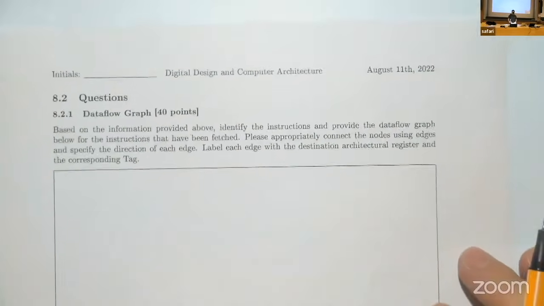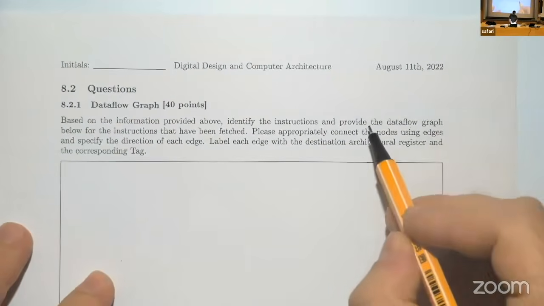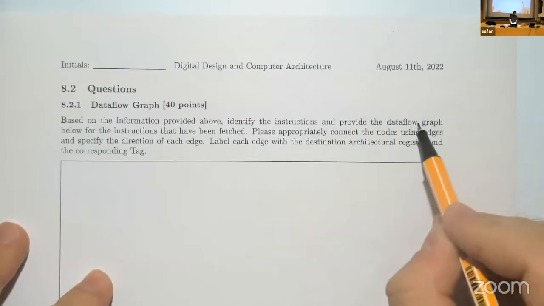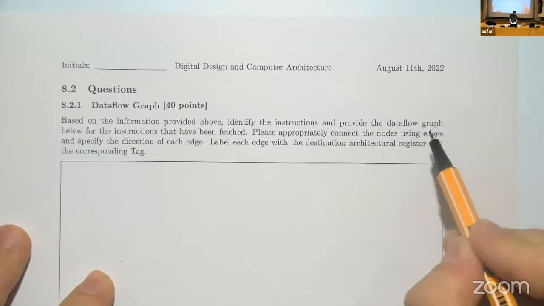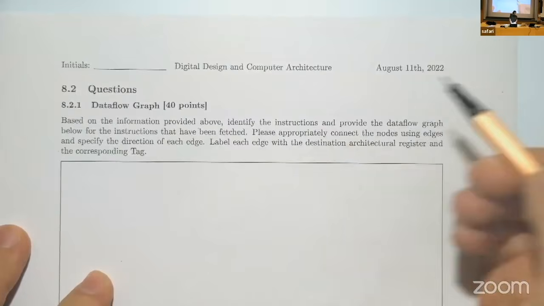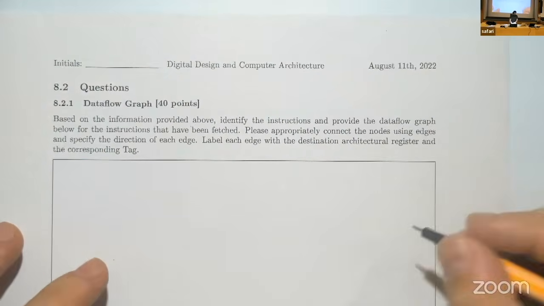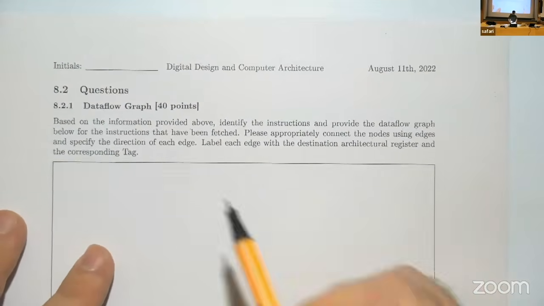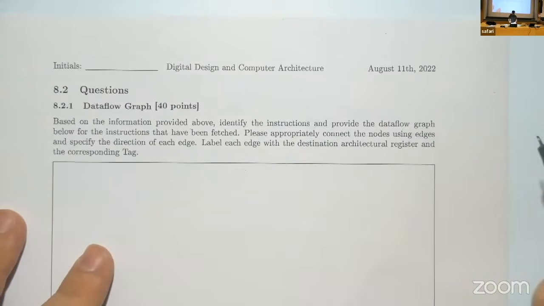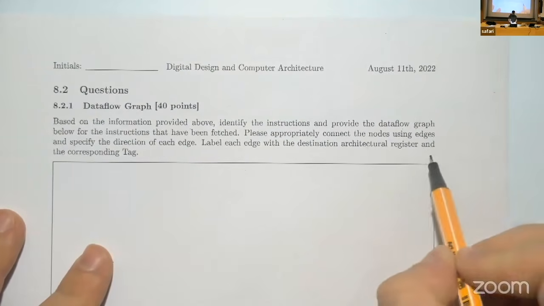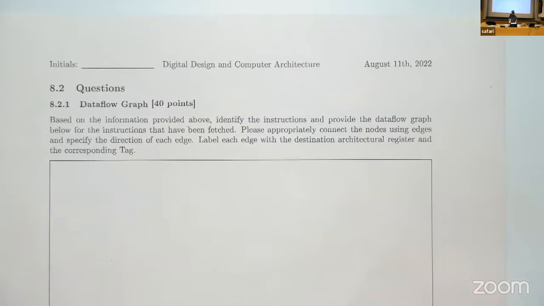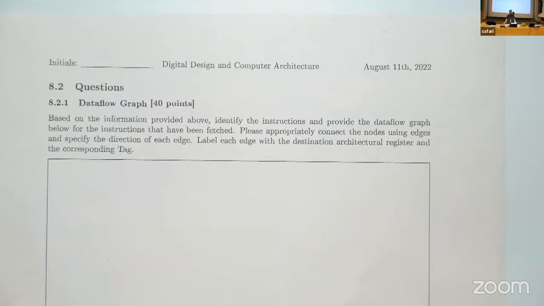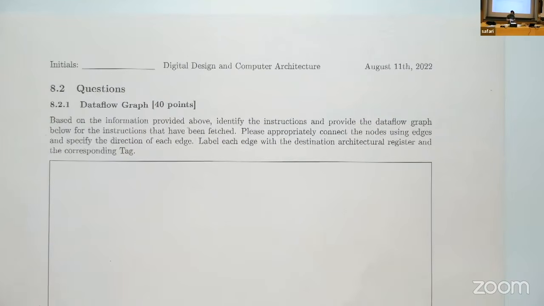Based on the information provided above, identify the instructions and provide the data flow graph below for the instructions that have been fetched. Please appropriately connect the nodes using edges and specify the direction of each edge. Label each edge with the destination architectural register and the corresponding tag. Okay, let me give you some hints on how you can start solving this so that you don't fall into the trap of going into loops of trying to figure out which are the registers.